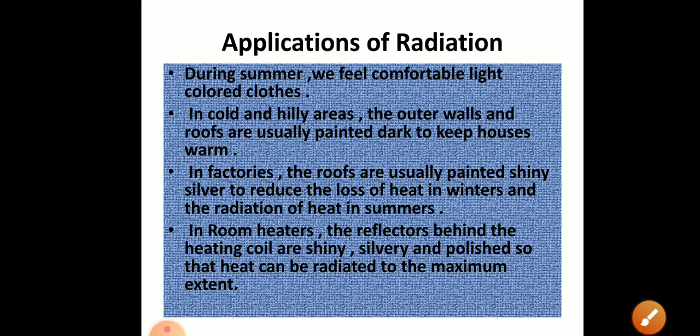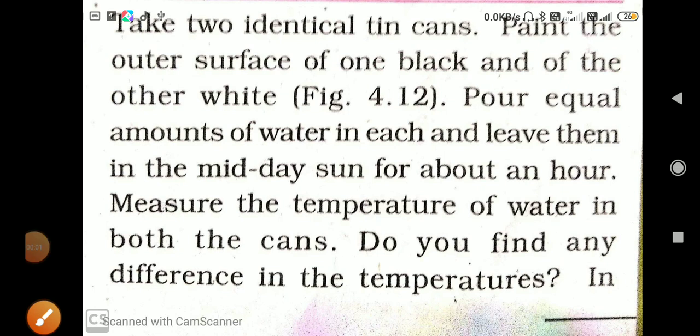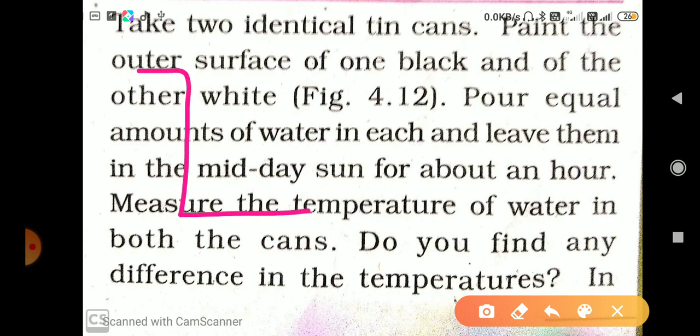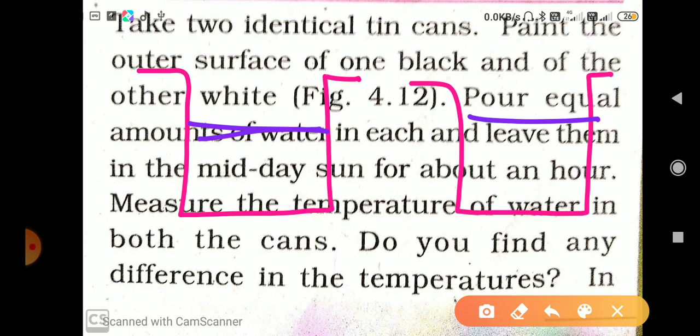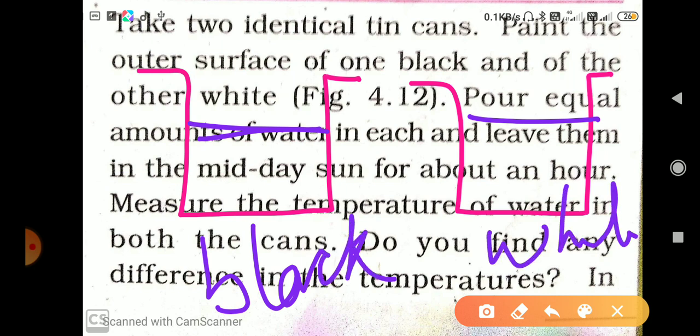Now this is an activity. In this activity you have to take two identical tin cans and leave them in the midday sun for about 1 hour. You have to fill them with water also, and the water level should be equal. Now you have to do one more thing: paint the first one black on the outside, and the second one white, right? Now leave them in the midday sun for about 1 hour.